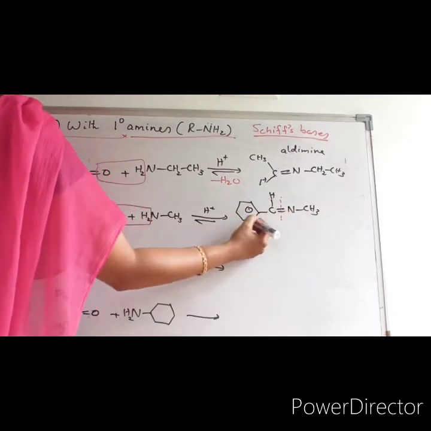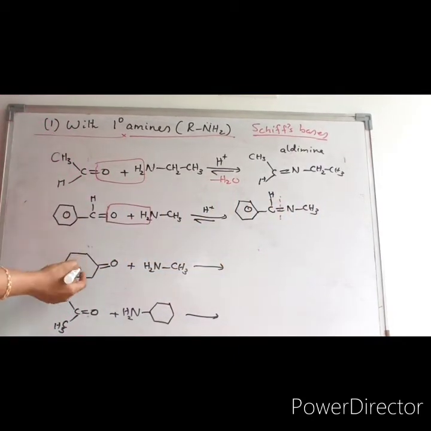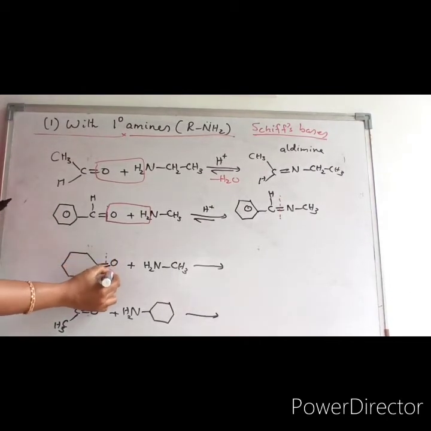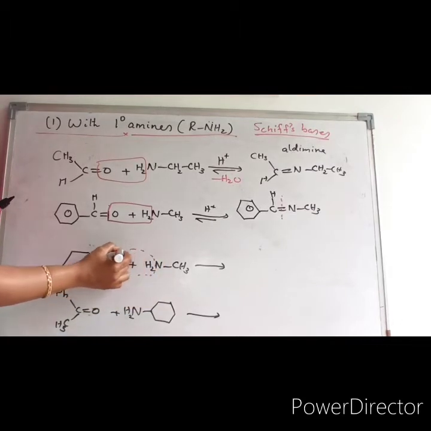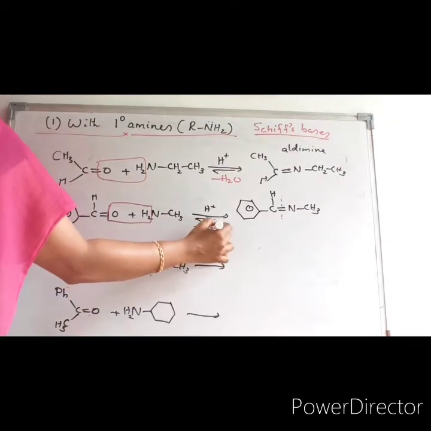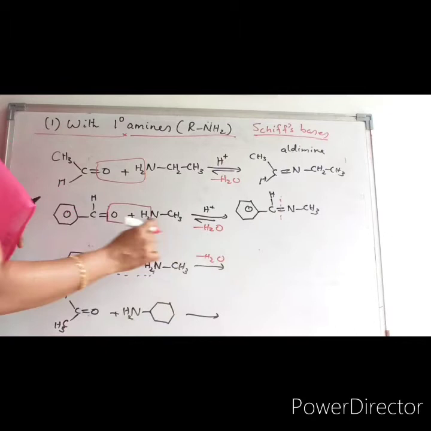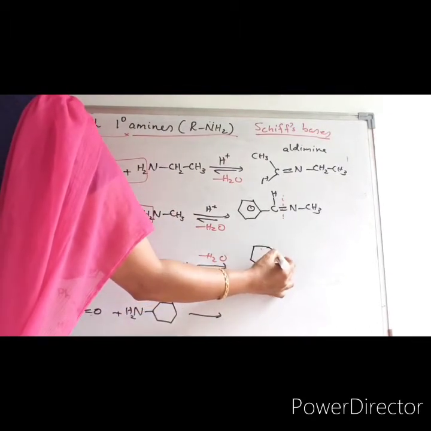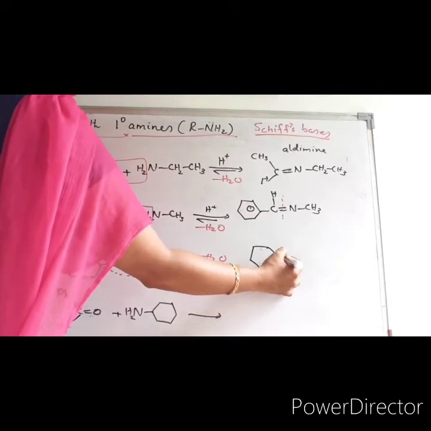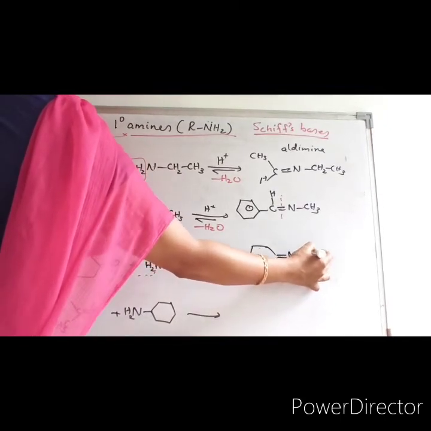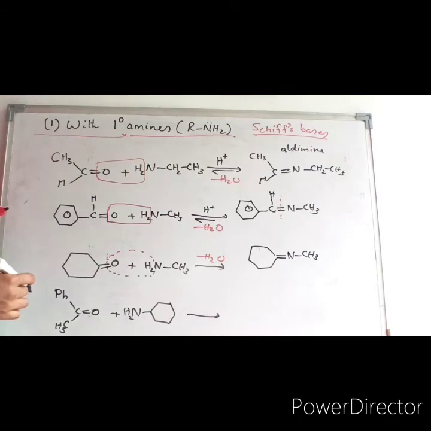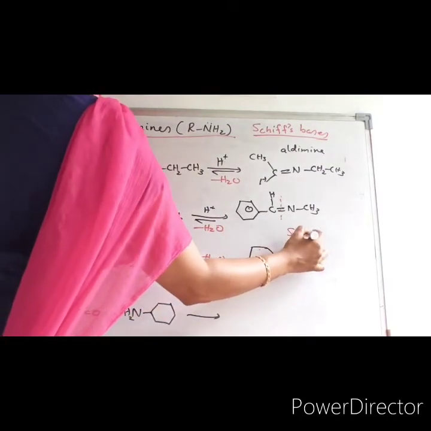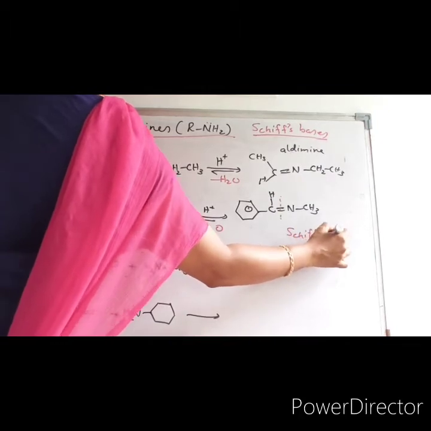Here methylamine, here benzaldehyde. Now I have taken cyclohexanone. These cyclic ketones also will undergo condensation reaction, so elimination of water will be happening. So you will be getting the product as, it's very easy to write, double bond here and CH3. So cyclic secondary amine also undergoes this type of reaction to form imines or Schiff's base.